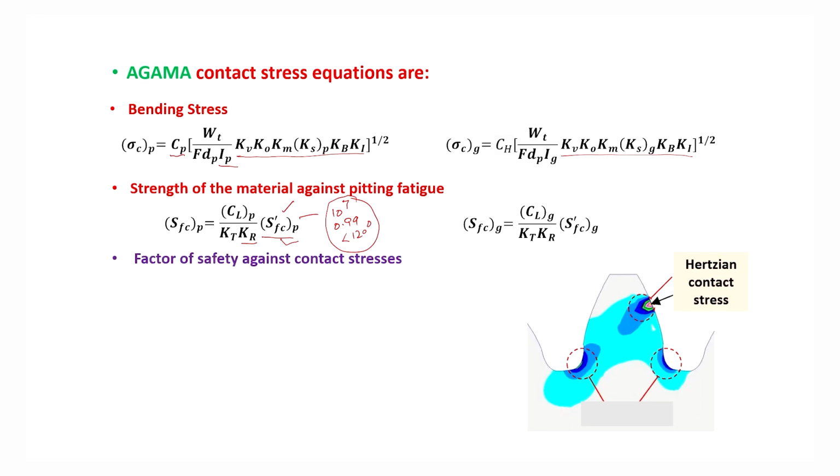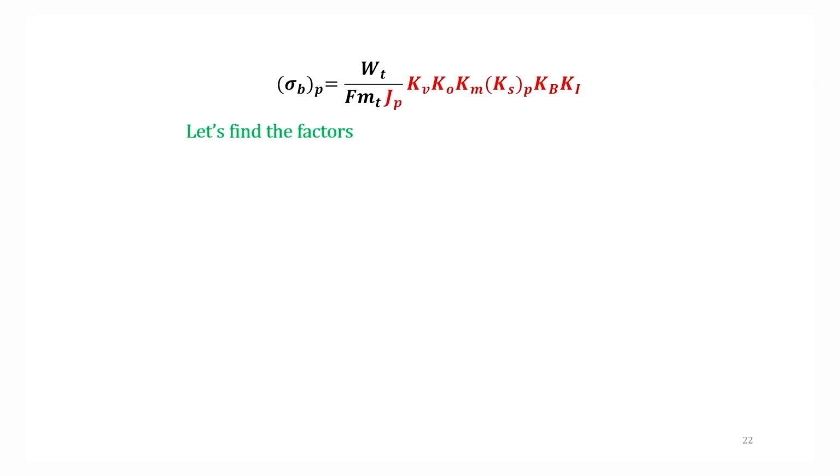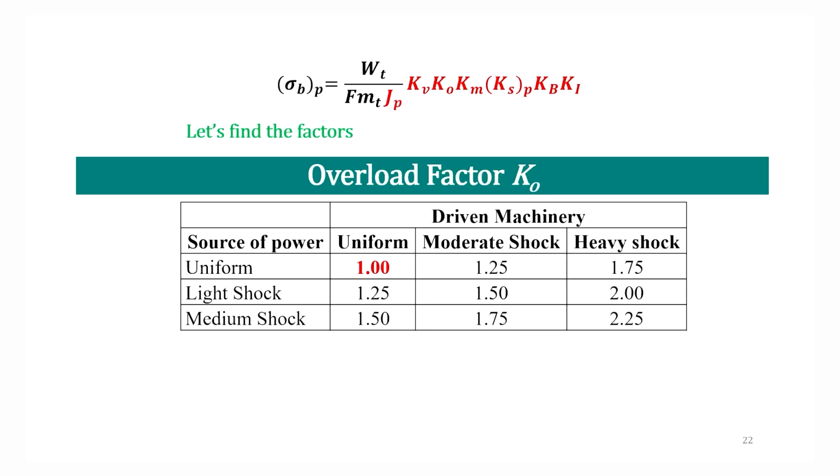Factor of safety against contact stress is given by this for the pinion and this for the case of gear. Now, let us find the factors one by one. The overload factor: in the problem it is given that the driving machinery and driven machinery are uniform, and so KO is equal to 1. If it is other than this, then it will help you like this.